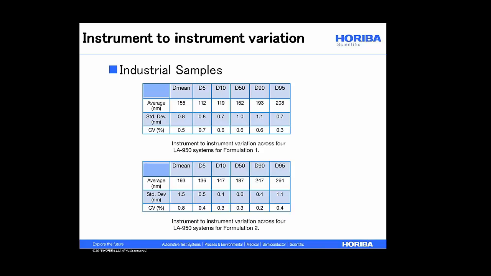We have some customers who use multiple instruments at multiple sites, and they do their own internal checks, and we were able to share some information. This is formulation 1 and formulation 2. We don't know exactly what was being measured. We do know that the mean size across 4 sites and 4 instruments had a coefficient of variation of 0.5% for the first formulation and 0.8% for the second formulation. We're pretty happy about that similarity. And if we look at D50, again, very low coefficients of variation. Very nice repeatable results, and it means that you can compare results from two different sites using laser diffraction.